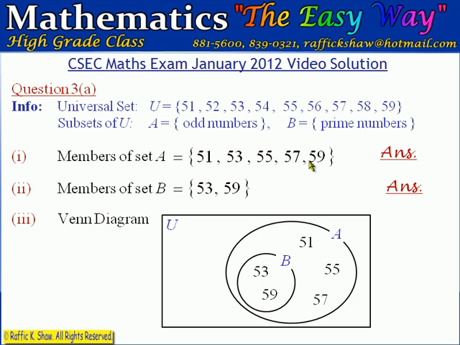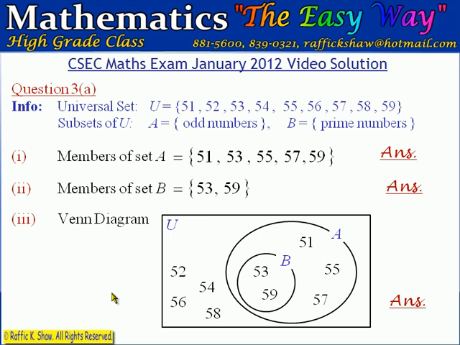And then all elements in A are listed: 51, 53, 55, 57, and 59. And then within B, we have our 53 and our 59, our two prime numbers. And then to complete this universal set, we have to list outside here all the elements that are not yet listed. And those elements are these: the 52, 54, 56, and 58. These are the even numbers that were not yet listed. And that's the set of even numbers out here. So that's a Venn diagram representing all that information.